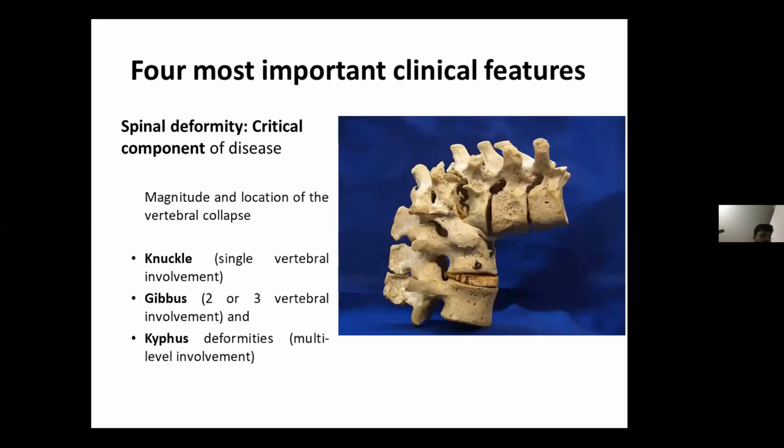The third most important clinical feature is the presentation of spinal deformity. Spinal deformity is a critical component of the disease, as we had discussed previously in the pathogenesis. The three common types, we have all heard of them, are based on the levels of vertebral involvement. It can be a knuckle pattern, or a gibbous pattern where 2 or 3 vertebral bodies are involved, and when it's a global kyphotic deformity.